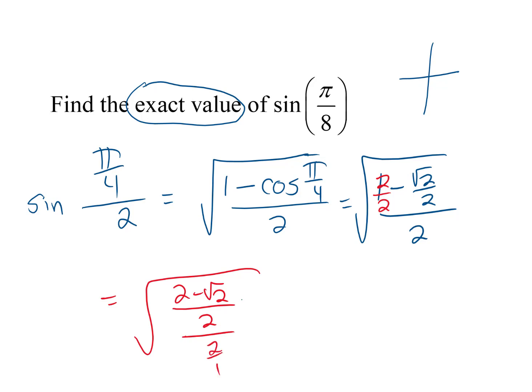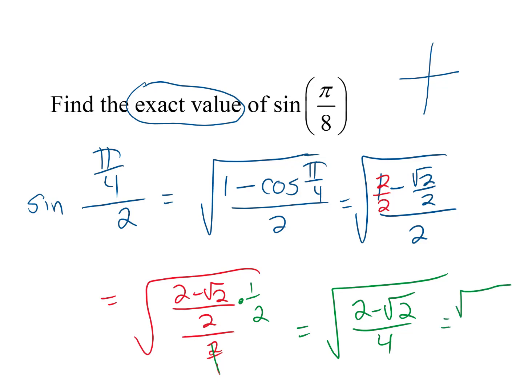And then we can invert and multiply, so we can take that and flip it over. And so our final answer is going to be the square root of (2 minus square root of 2), and that's over 4. We could have the square root on the top and the square root of the 4 on the bottom, and that would be a 2 not underneath the square root now.